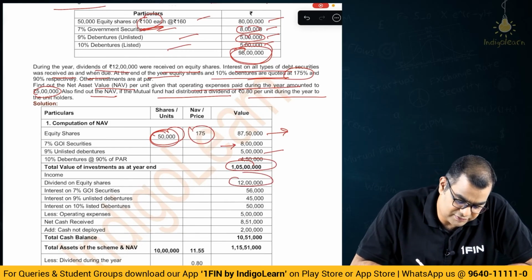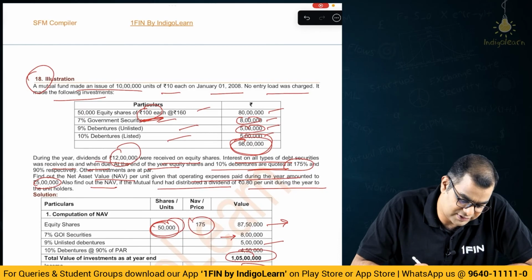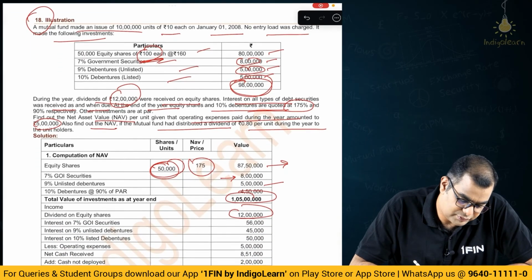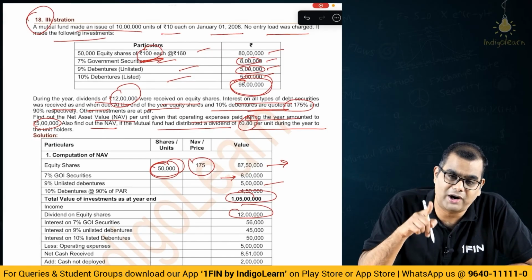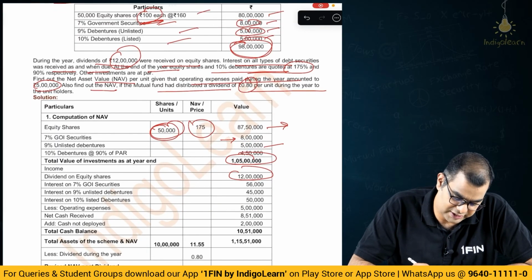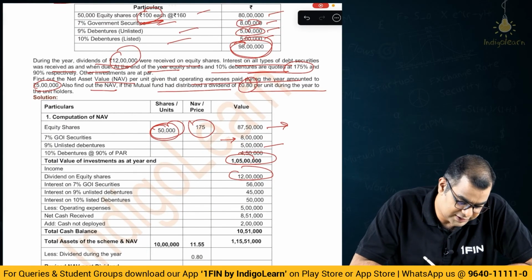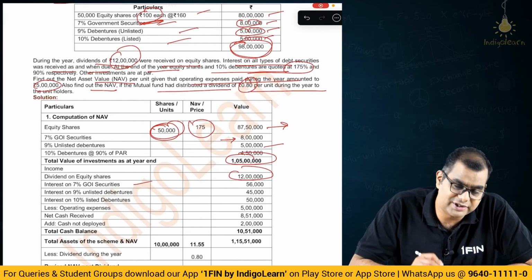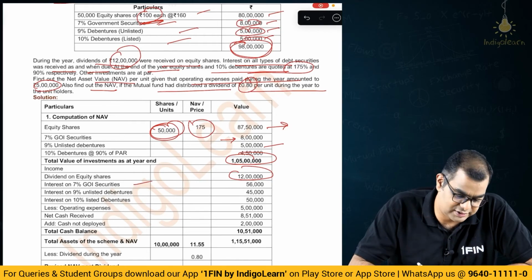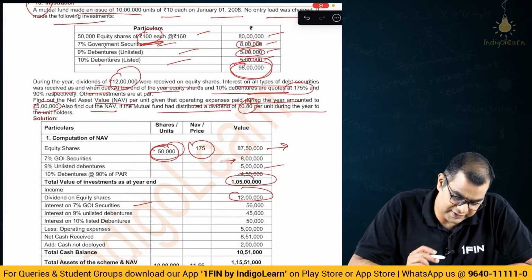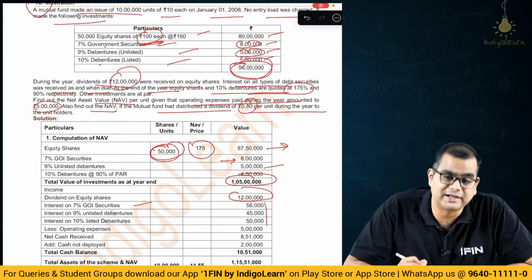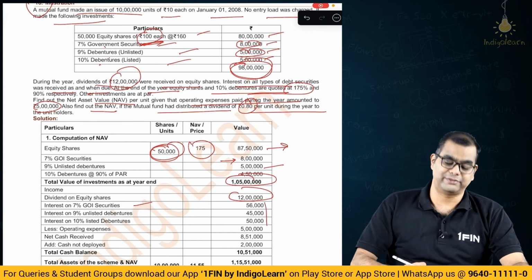So, how much dividend was received? They themselves have said dividend of 12 lakhs was received, and then they said distributed dividend of 0.8 per unit. So 10 lakh units into 0.8 is 8 lakhs. So they distributed a dividend of 8 lakhs. We'll come to that. Then, interest on government securities: whatever securities you had, you received the income. So 7% into 8 lakhs is 56,000, 9% into 5 lakhs is 45,000 and 10% into 5 lakhs is 50,000. So these are the three incomes that you've got in addition to the dividend from equity shares.